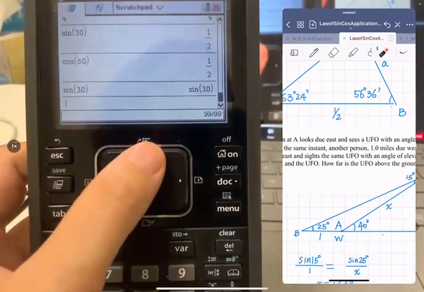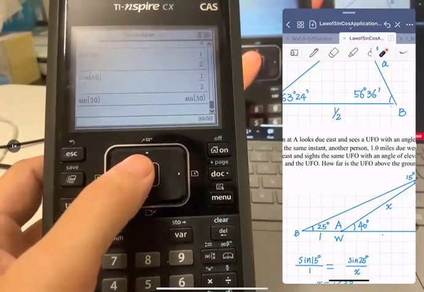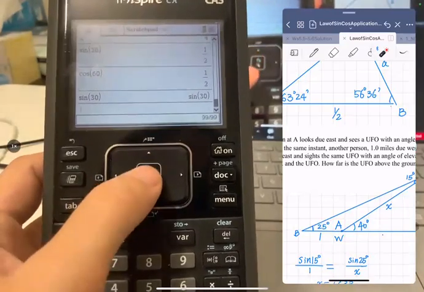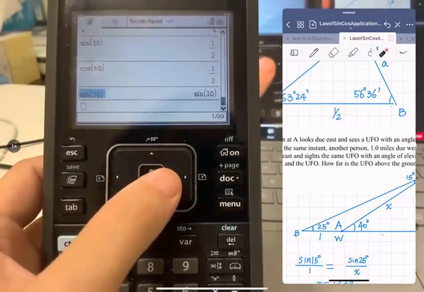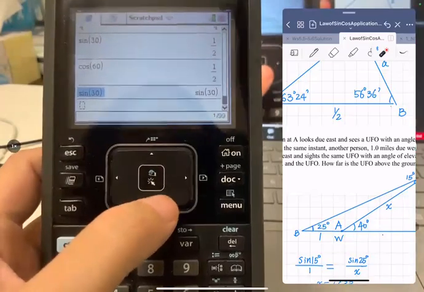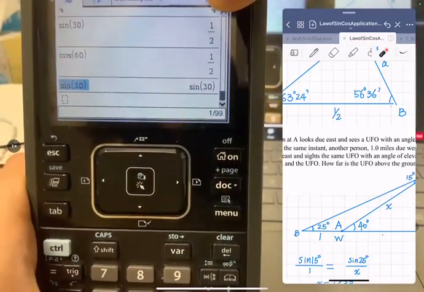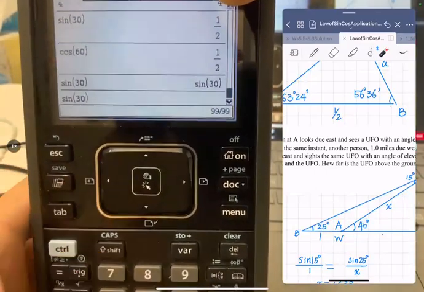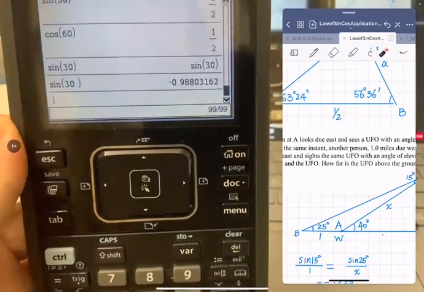What's going on? It's because, look, this is called TI Inspire CX CAS. This is a smart calculator, like your smartphone. They cannot tell this one, okay? They don't know if you want to put it in the simplified format or the decimals format. So you give a dot at the end, and then they give you this answer.